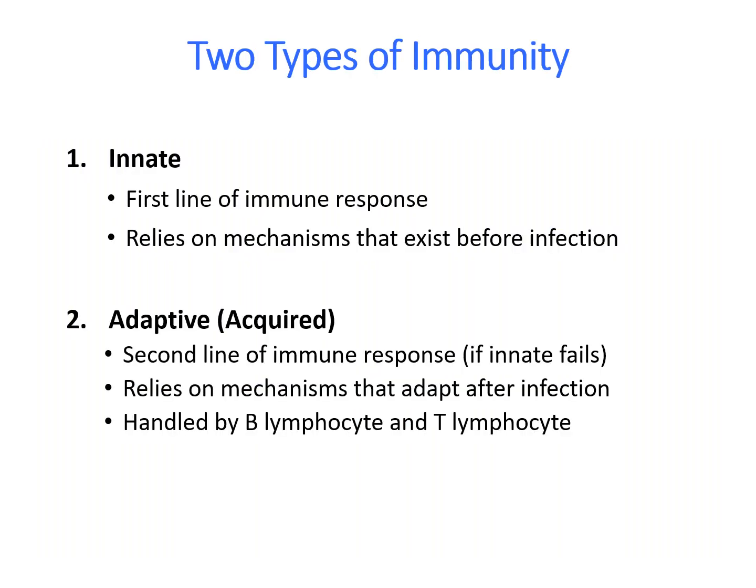There are two types of immunity, innate and adaptive. Adaptive immunity is also referred to as acquired immunity. Innate immunity is the first line of immune response. It relies on the defense mechanisms that are present before infection. If the innate immunity fails to protect the body, the adaptive immunity, which is the second line of immune response, will be roped in to protect the body. Adaptive immunity relies on the mechanisms that adapt after infection, and it is mainly handled by B lymphocytes and T lymphocytes.